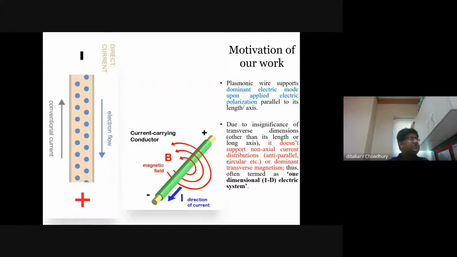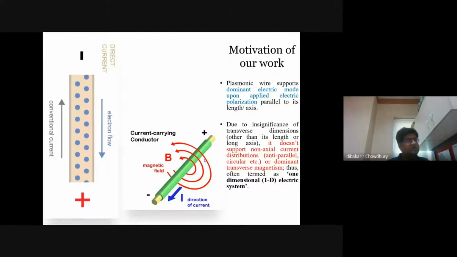What is the motivation behind this work? We all know about the plasmonic wire, which can support an electric mode under applied electric polarization. How do we visualize a plasmonic wire? It is nothing but a current carrying wire. If you put a positive voltage at one end and negative at the other end, electrons flow, since it is a conductor. Because of the electron flow, you have current flow, and then you have magnetic field lines circulating the wire. So this is a visualization of a plasmonic wire.